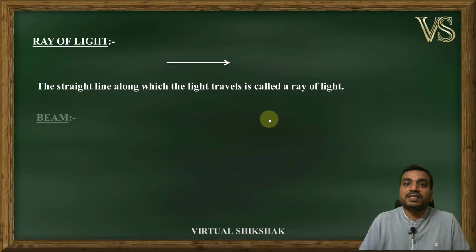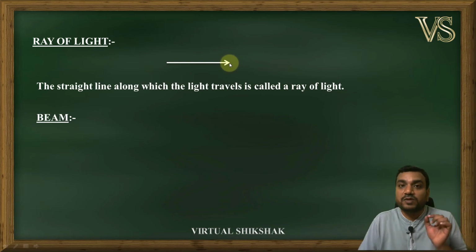Here is the visual representation of a ray of light. It consists of a straight line along with an arrow. Here the arrow gives the direction of light. You have to remember this: whenever you draw a ray of light, it should have an arrow, because the arrow gives the direction of light.